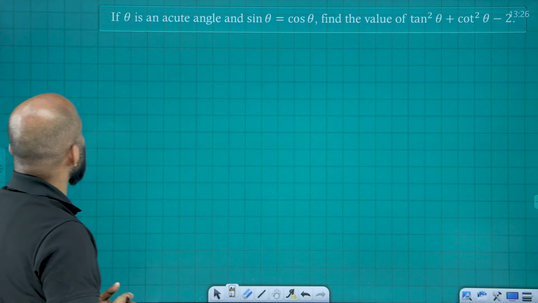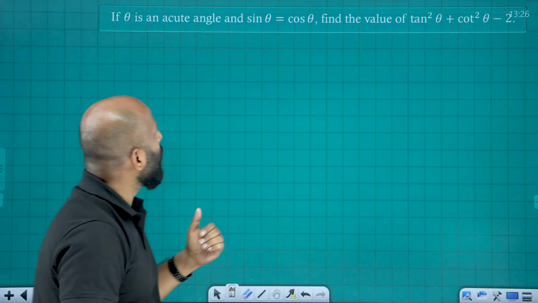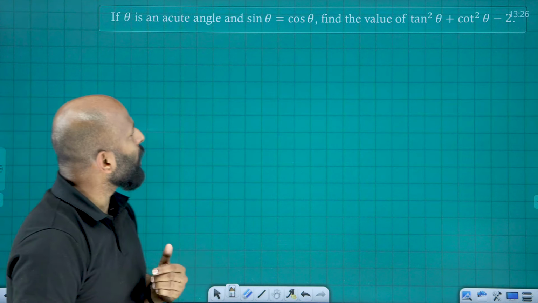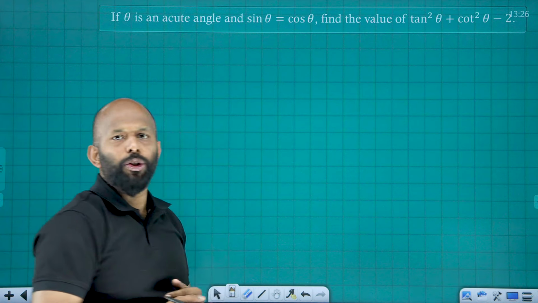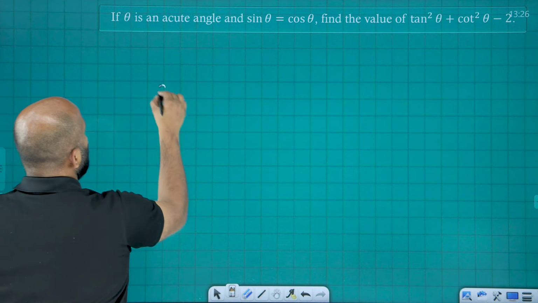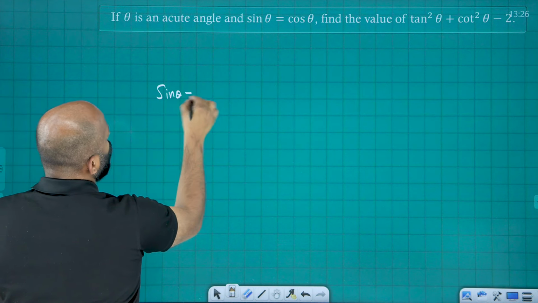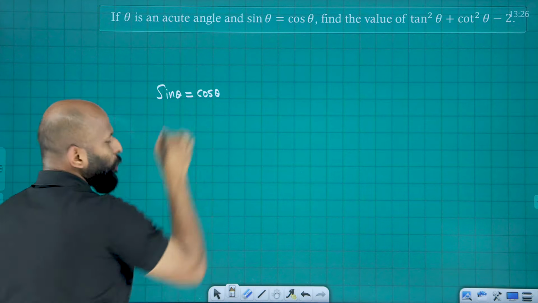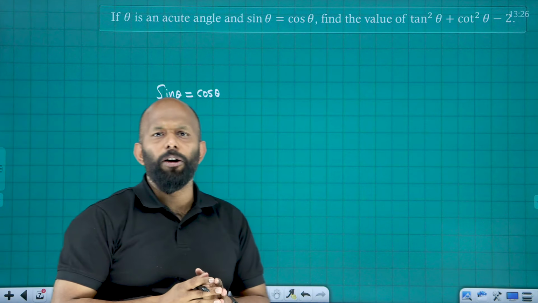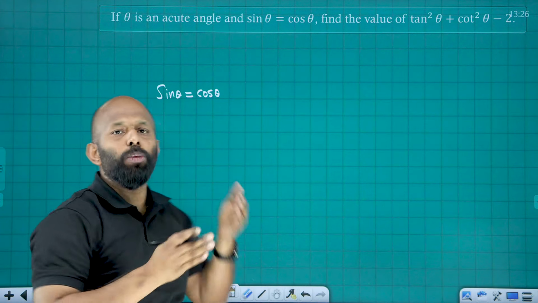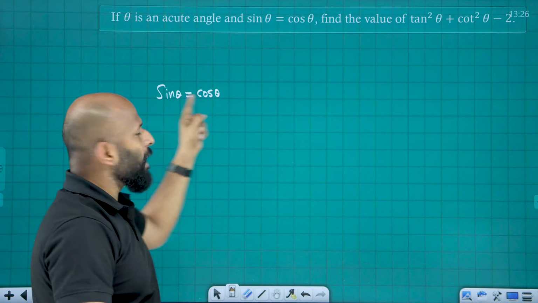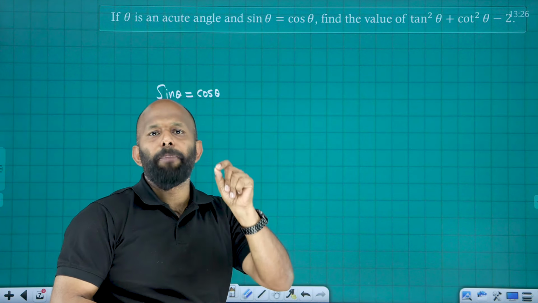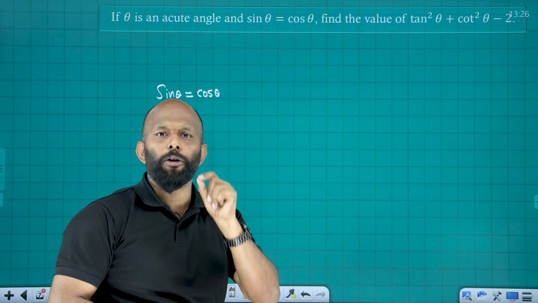So what is our next question? If theta is an acute angle and sin theta is equal to cos theta, find the value of tan square theta plus cot square theta minus 2. Now here it's given that sin theta is equal to cos theta. So how can we find the value of theta? Exactly the same thing we have discussed in the MCQ section. If sin theta is equal to cos theta, this happens only when theta is equal to 45.